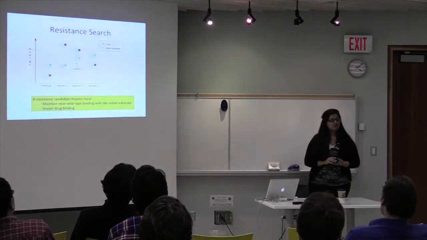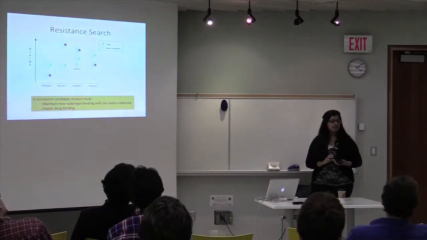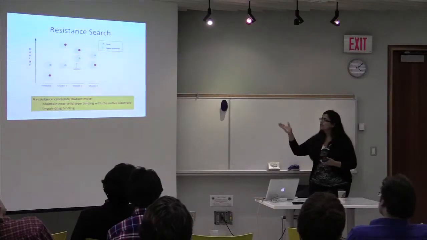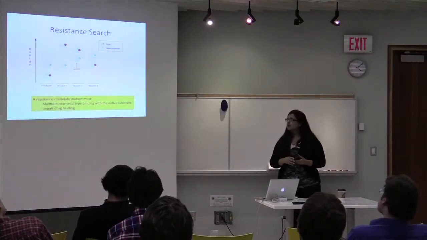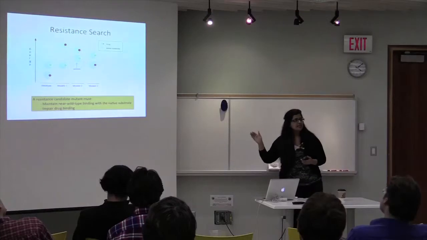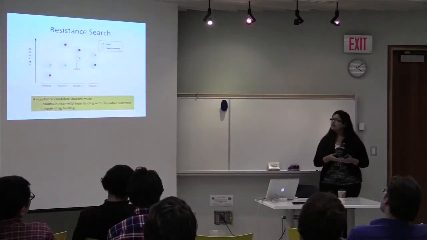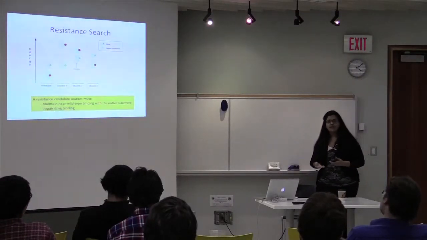So there are two things that we are looking for. The first one is, of course, that if a mutation is supposed to be resistance-causing, the mutant should impair drug binding. And the second one is a little more subtle, which is that it should also maintain near wild-type binding to the native substrate so that it can still perform its original function.